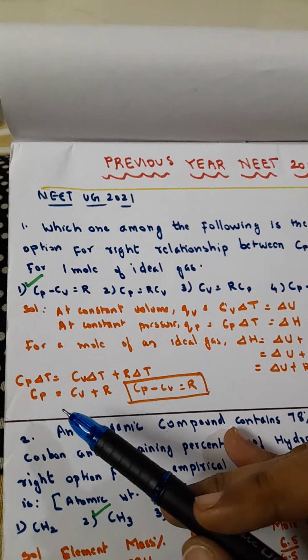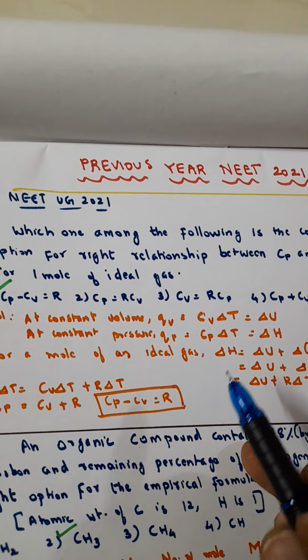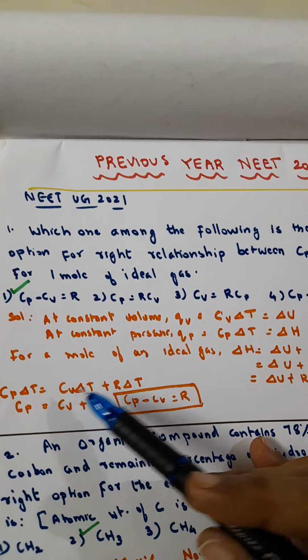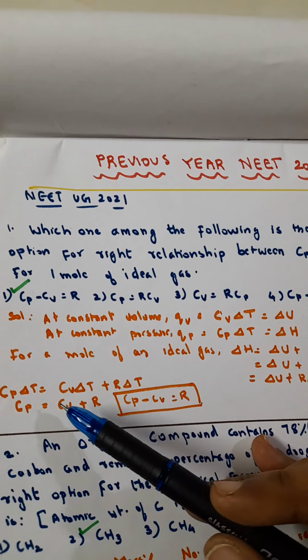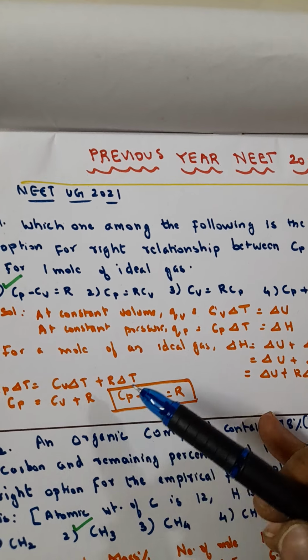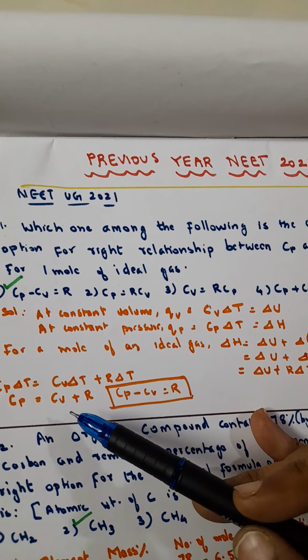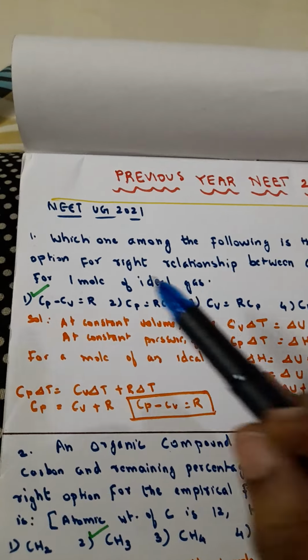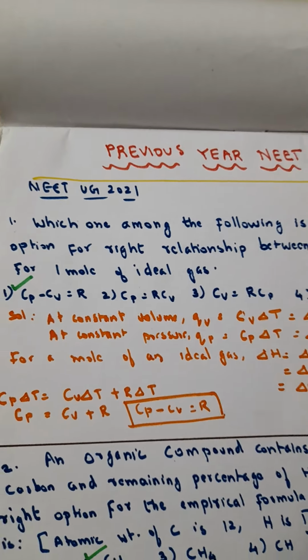Instead of delta H and delta U, we are substituting these values over here. Then delta T is common in all terms, so cancel that out. Then you will get Cp is equal to Cv plus R. Then you bring the Cv to the left side and you get Cp minus Cv is equal to R. So option 1 is the correct choice.